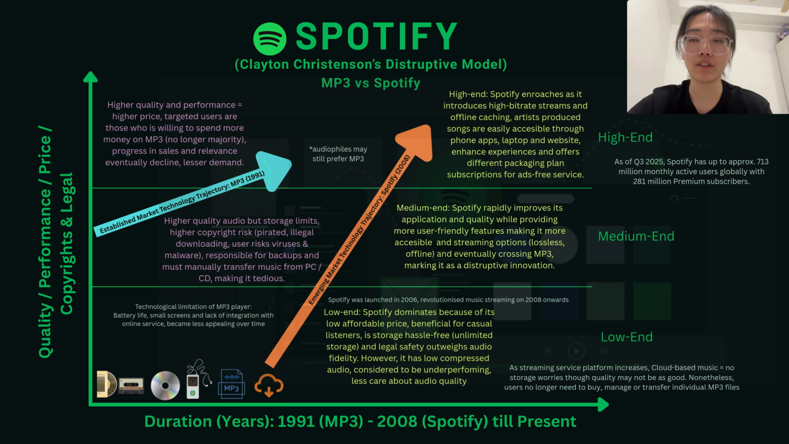As you can see in the model, from 1991 onwards, MP3 was dominating the music industry and market as it offered better audio quality and full ownership of music files, and started at the middle range. However, the disadvantages of MP3 usage back then required users to download files, manage storage, and transfer music manually from computers or CDs, as well as face piracy and virus risk.